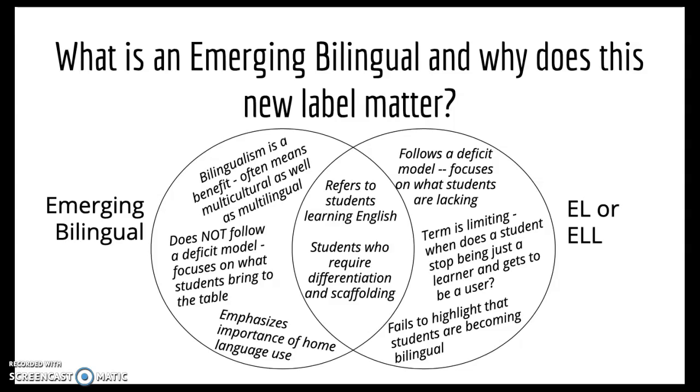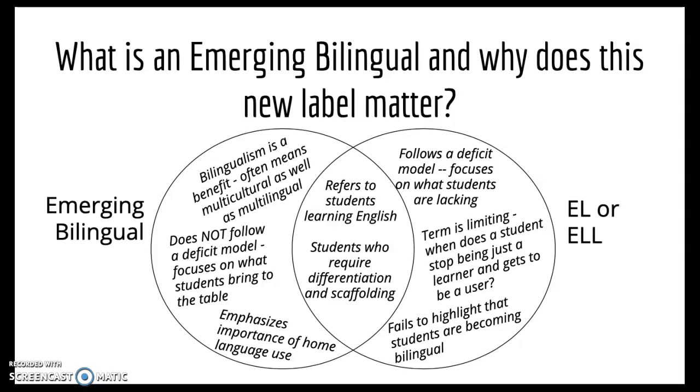label matter? You might be used to using the terms English learner or English language learner, which we often say EL or ELL. These terms follow a deficit model. They really focus on what students are lacking, and it's a limiting term. It shows the student in the light of just a learner. But when does a student stop being just a learner and get to be an English user? This term also fails to highlight that students are becoming bilingual, and this should be used as a benefit in the classroom, not a deficit.